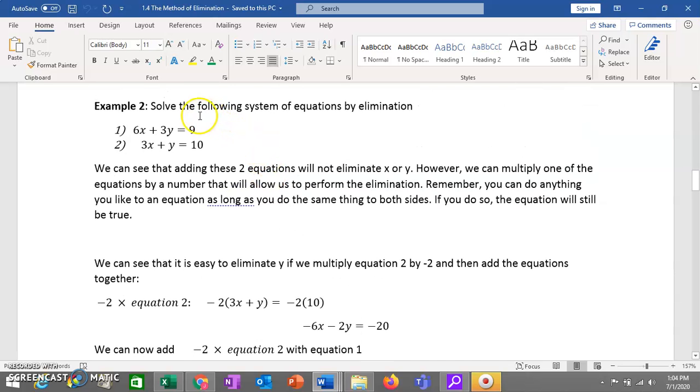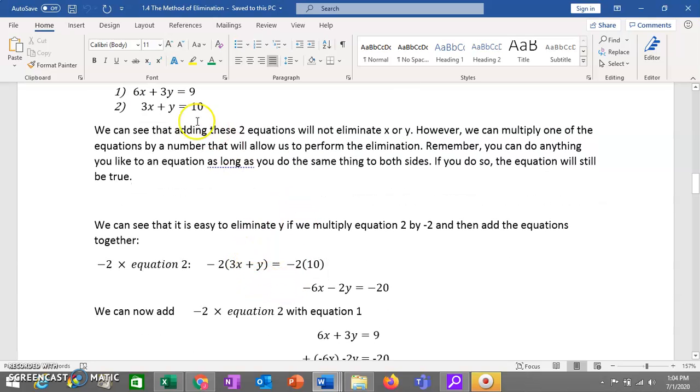So I take this whole equation, 3x plus y equals 10, and I multiply both sides by negative 2. So remember, you have to distribute. So if I'm multiplying the left side by negative 2, I multiply the 3x and the y both by negative 2. And then I also have to do the same thing on the right side, right? I have to do that or I'm changing the equation. So negative 2 times 10. And so then I get negative 6x minus 2y equals negative 20. So everything got multiplied by negative 2.